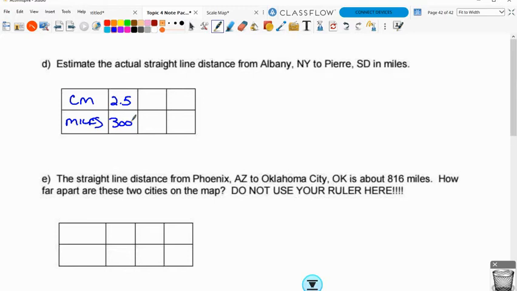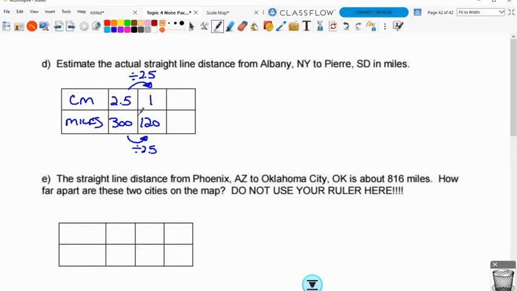Now remember, it's going to be tough to scale from this 2.5 to whatever this measurement is on the map. So we scaled back to figure out how many miles 1 centimeter was equal to. And we did that by dividing by 2.5. 2.5 divided by 2.5 is 1. 300 divided by 2.5 gave us 120. So we're actually going to be scaling from this measurement right here to figure out that actual straight line distance.